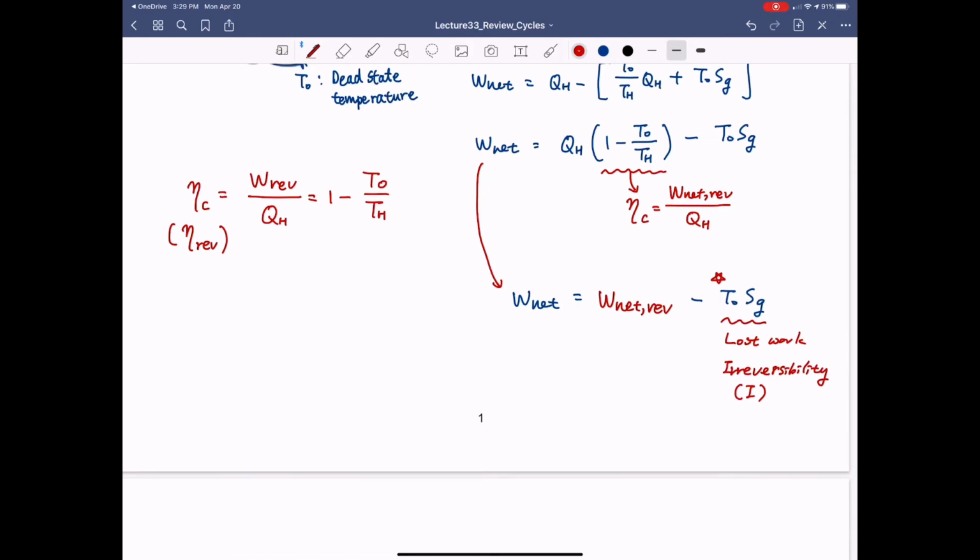So that is how we can calculate the irreversibility of the cycle. And I really hope that you understand now how we understand the first law and second law of thermodynamics for the entire cycle and how we get to those kinds of conclusions.